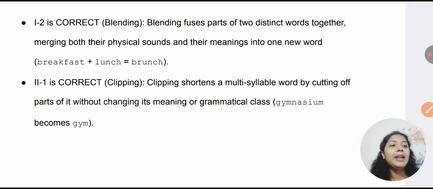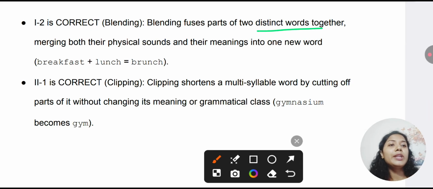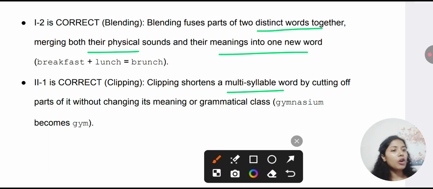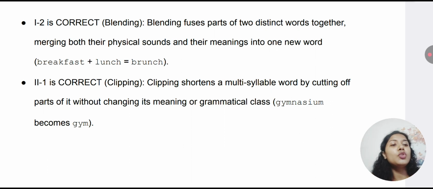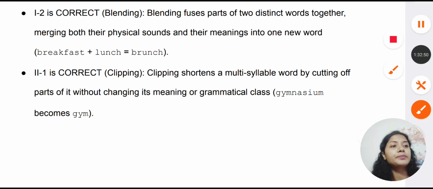So blending fuses parts of two distinct words together, merging both their physical sounds and their meanings into one new word. Clipping shortens a multi-syllable word by cutting off parts of it. Clipping means earlier parts of words can be cut, the later part, or from the middle. So there is no need to be fixed.